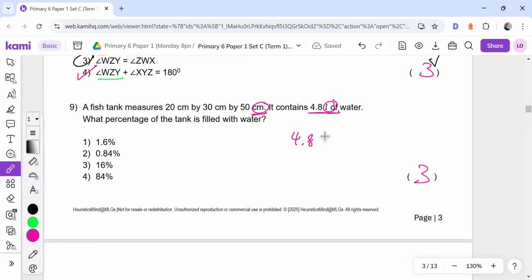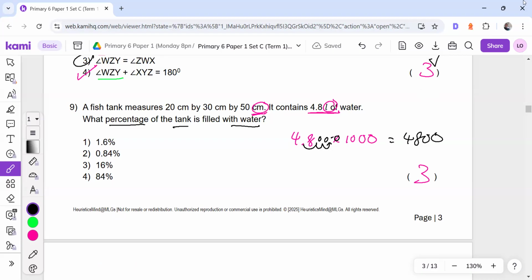So how do you change the liters into ml or cm cube? Multiply by 1000. And you must know how to shift decimal point to the right. So 1, 2, 3. Primary 5, you learned that. So put the 0 in the empty basket, arrowhead, decimal point, and the 0 behind. So how many cm cube? 4,800 cm cube. That is the water inside.